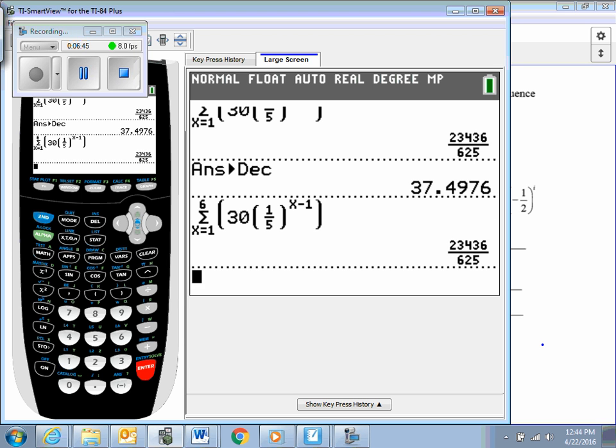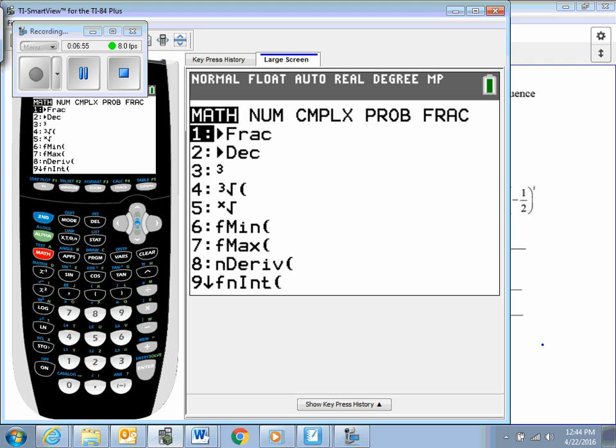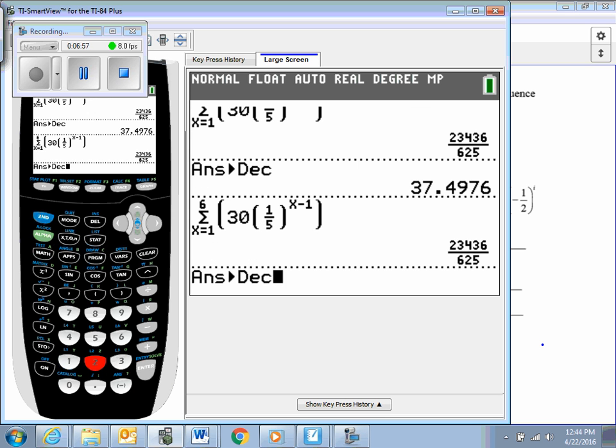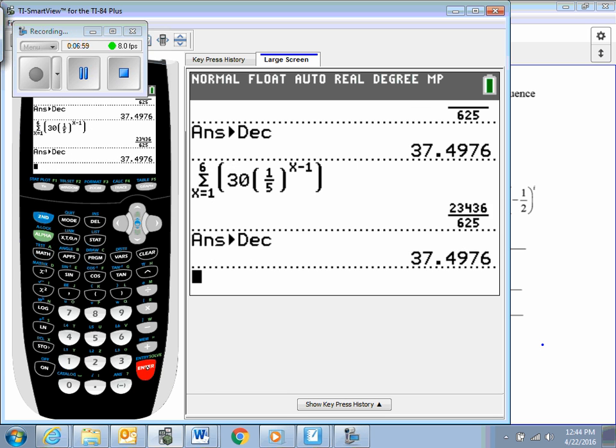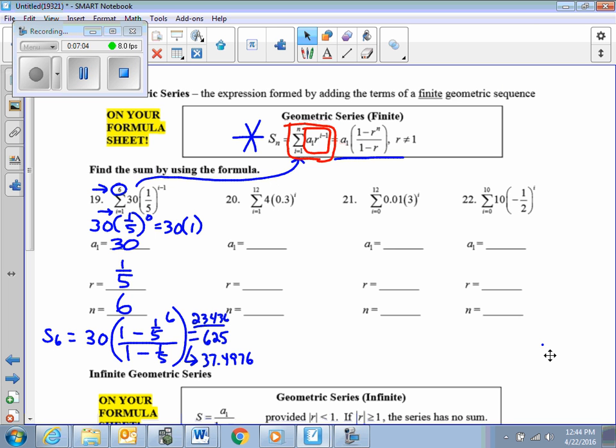And just a little refresher, if I did want to change that to a decimal, all I got to do is hit math, and I want to come down to number 2 because I want to change that answer to a decimal. Hit enter, and there's my number, 37.4976. Okay, so you got 3 more here. Let me do number 22, and then I will put the answers for 20 and 21 up, and you can pause and work those on your own.